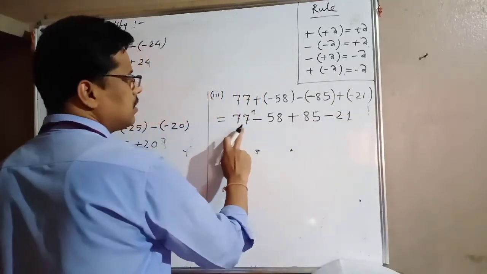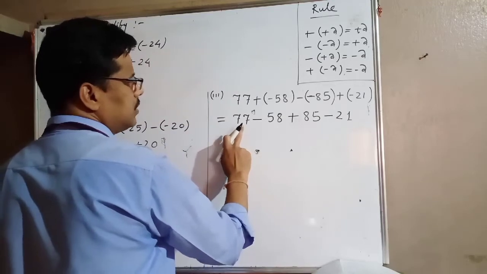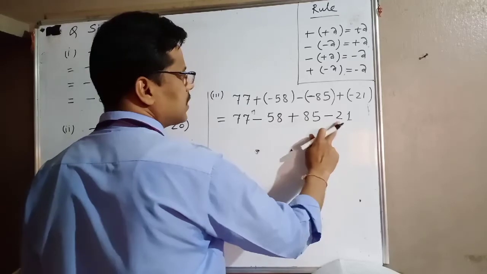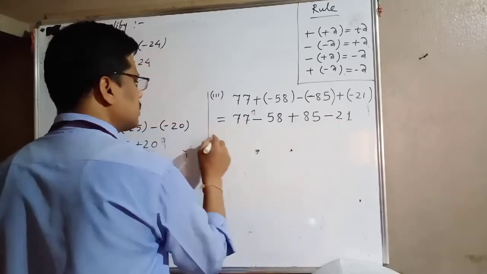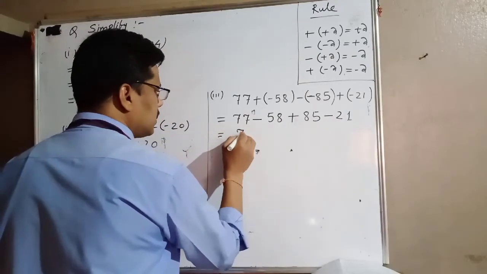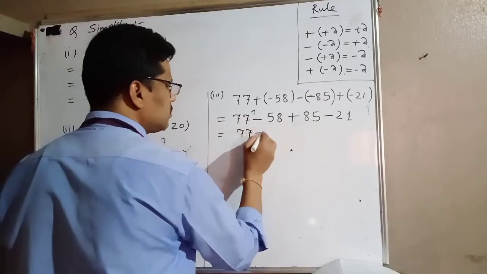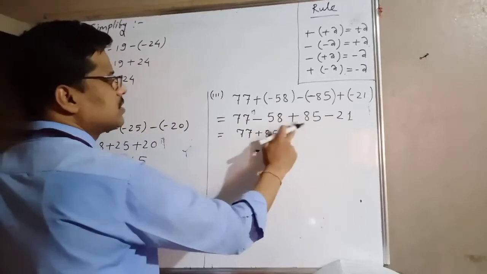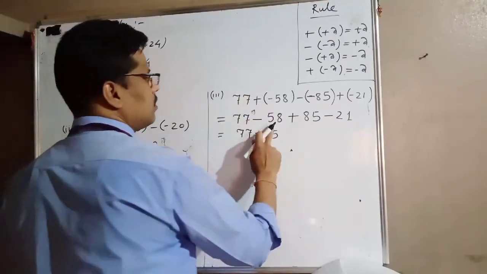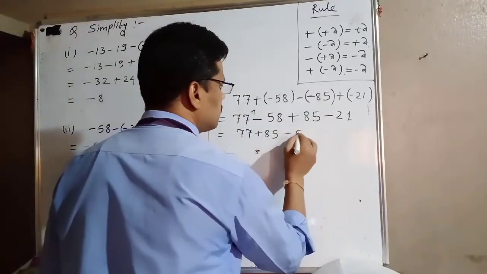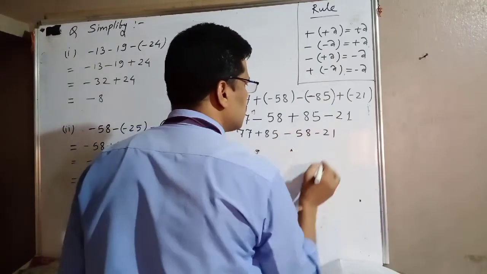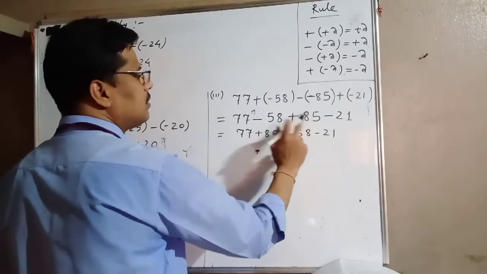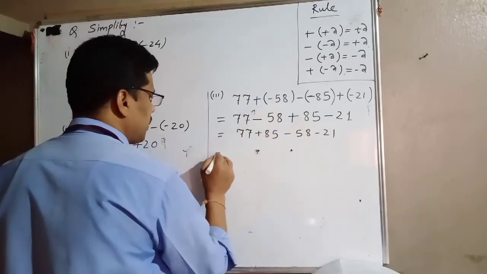Now here we have four numbers: 1, 2, 3, 4. These two numbers have the same sign, so you can arrange them. Now avoid the mistake. We can arrange the same sign numbers together. Do you know which property we are using to change the order of these numbers? Commutative property. Minus 58, you can write here minus 21. By using the commutative property, you can change the order of numbers. This rule you have to keep in your mind.